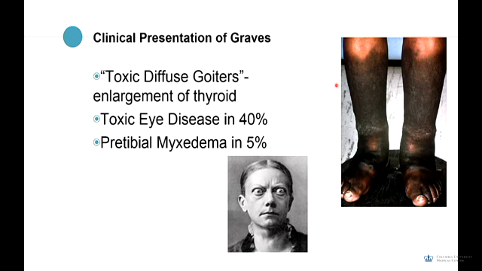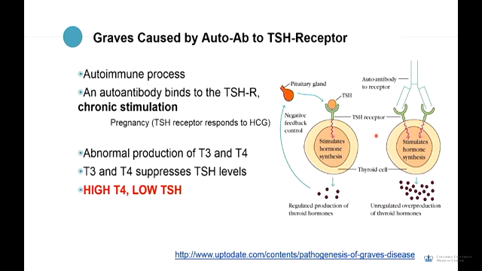What do you see in Graves' disease? You can get toxic diffuse goiters, toxic eye disease, which is this, and pretibial myxedema, which is here on your right. What is the pathology of Graves' disease? It's an autoimmune disease where you are producing an autoantibody to the TSH receptor, and it's chronically stimulated. So when you chronically stimulate your TSH receptor, you make a lot of T4, and that T4 then feeds back on your pituitary gland, so you get low TSH. So in Graves' disease, you have an autoantibody that stimulates the TSH receptor, you get high T4 and low TSH.